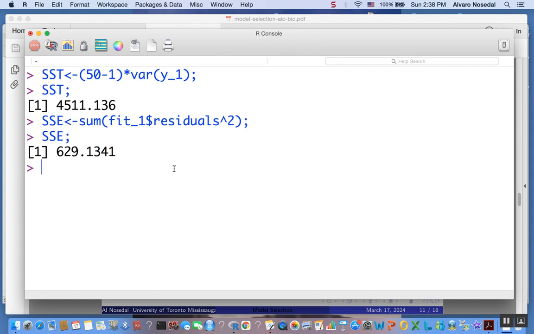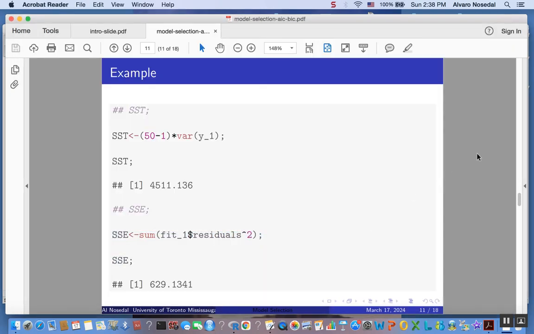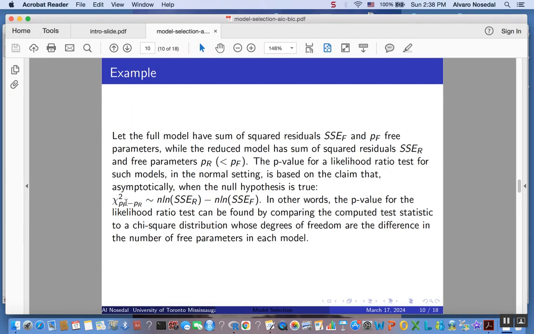Right. So now we have those two quantities. Now let me go back to that expression where we have the distribution of our test statistic. So what we need to do is this. We need to compute n times the natural log of the sum of squares error for the reduced model minus n times the natural log of the sum of squares for the full model. So let's do that.